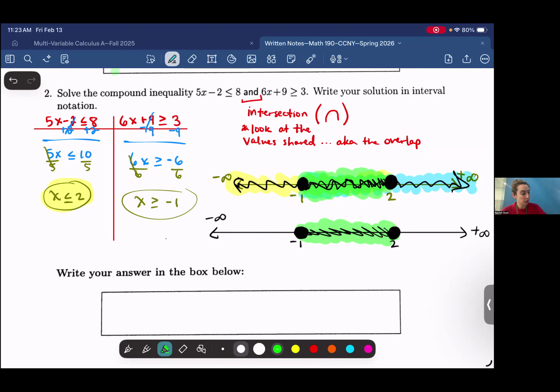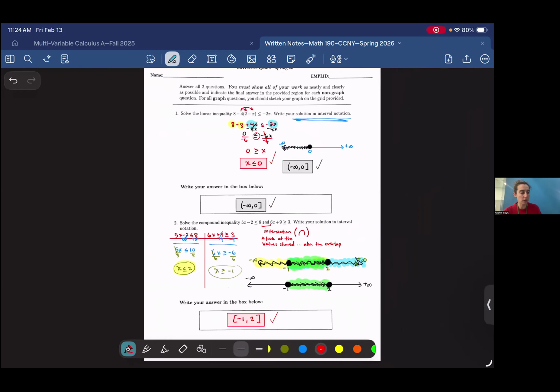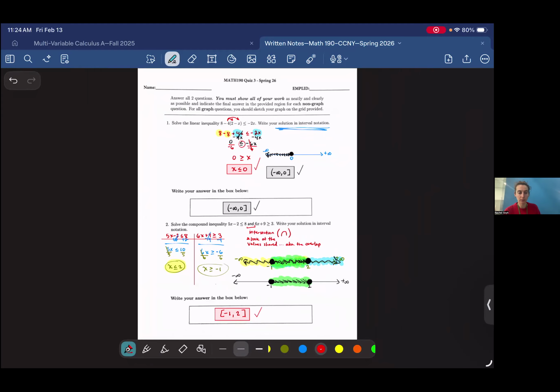Our last step is to put it into interval notation. So let's read this. We have hard brackets in both cases: hard bracket, negative 1, comma 2, hard bracket. And that's it. This is our final answer for question 2. And that means we have completed our take-home quiz 3.